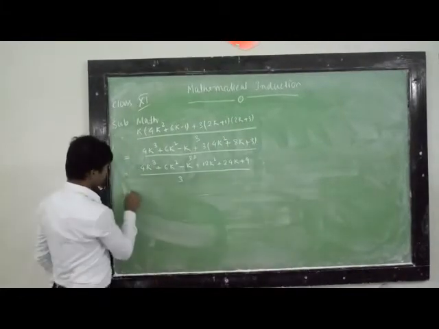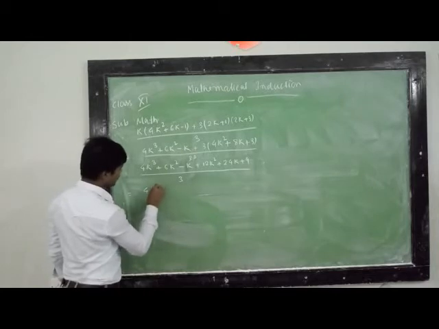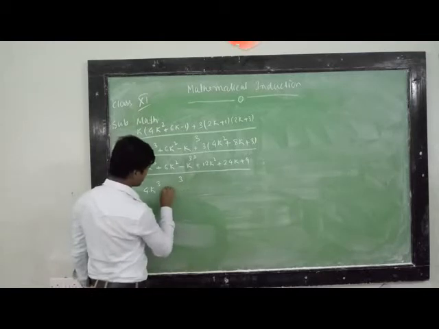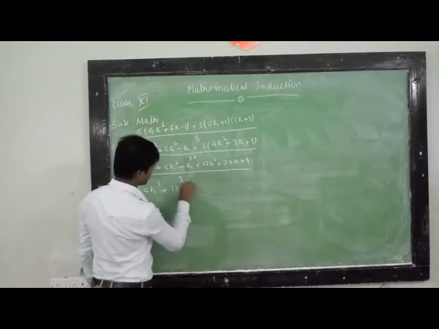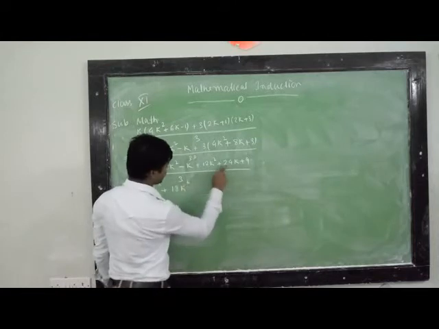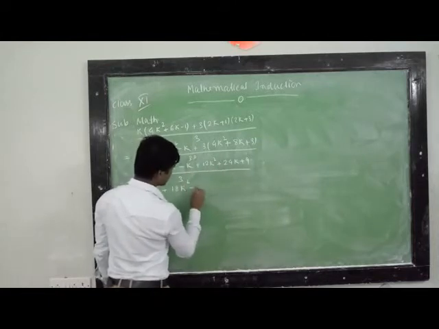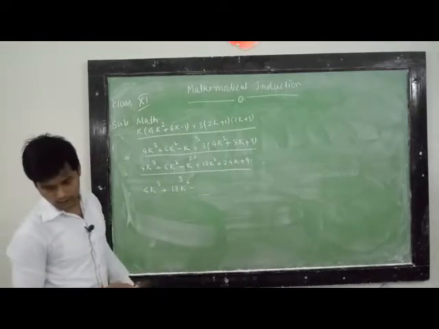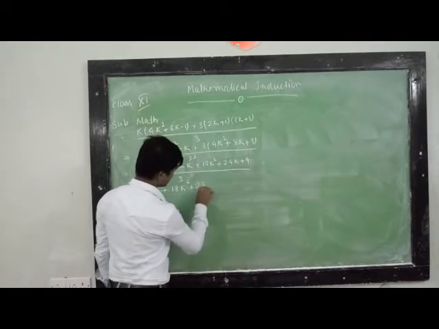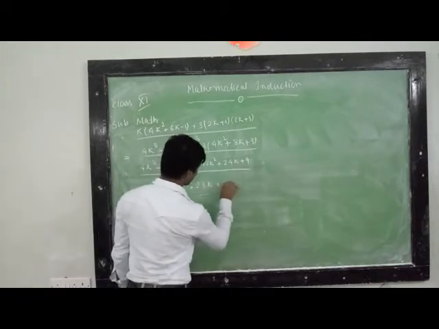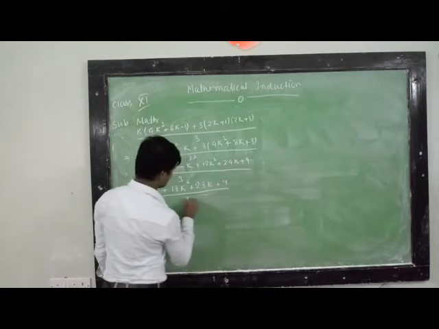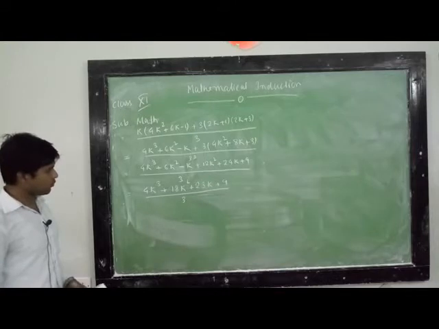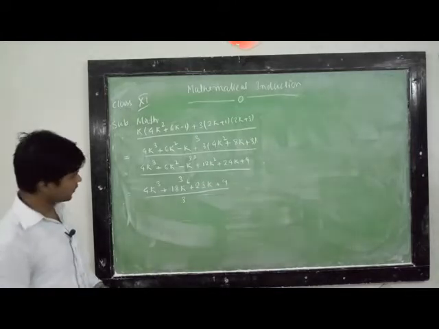Do a few more steps, that is 4k cube plus 16k square plus 12k square, that is equal to 18k square, and this is 24k minus k, that is plus 23k, and plus 9 by 3. Look, 4k square plus 4k cube plus 18k square plus 23k plus 9.